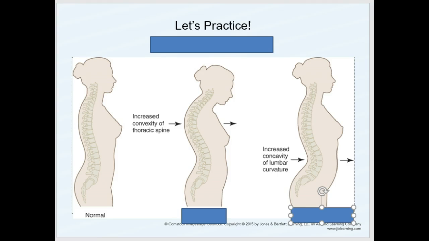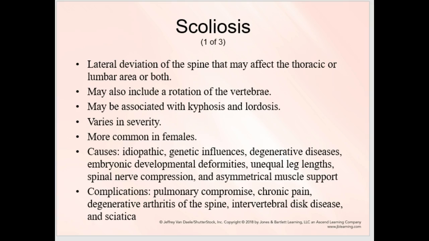Now, the next one is scoliosis. So rather than looking at the patients from the side, we would look at them from the back or front. And it would be a lateral deviation of the spine. It usually will affect both thoracic and lumbar. The vertebra, because of the stress of them going in that lateral deviation, can actually rotate as well. They could have an associated kyphosis or lordosis just because of the rotation of the vertebra and that lateral movement of the spine. This could be really mild.